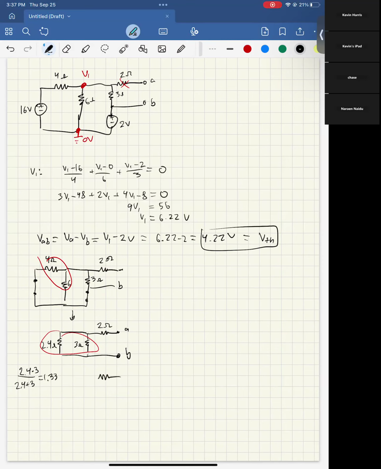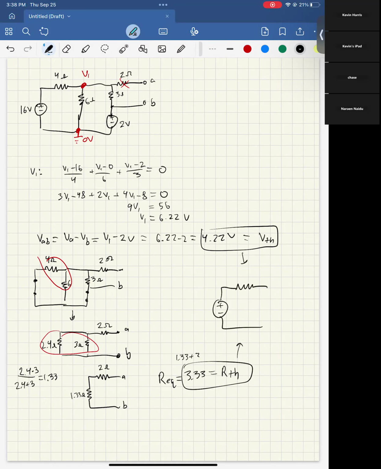So then we'll have A and B, 2 ohms, 1.33 ohms. And then if we add those together, right, we'll end up getting that the total equivalent is 3.33, which is just 1.33 plus 2. And that would be our RTH. Then you combine both of these again in the same way, and you will get a 4.22 volts here and a 3.33 ohms at A and B. And that's your final answer.